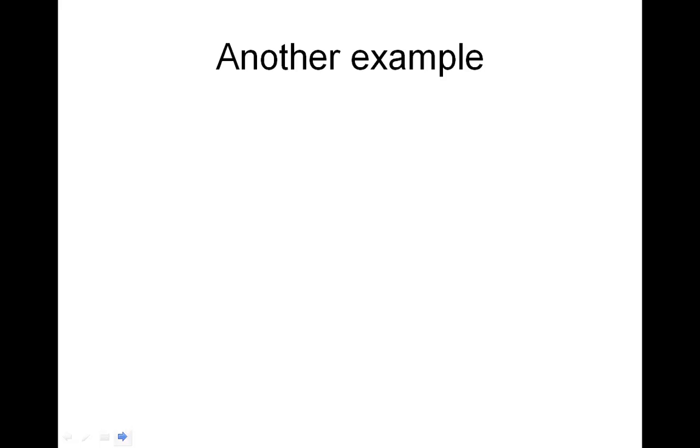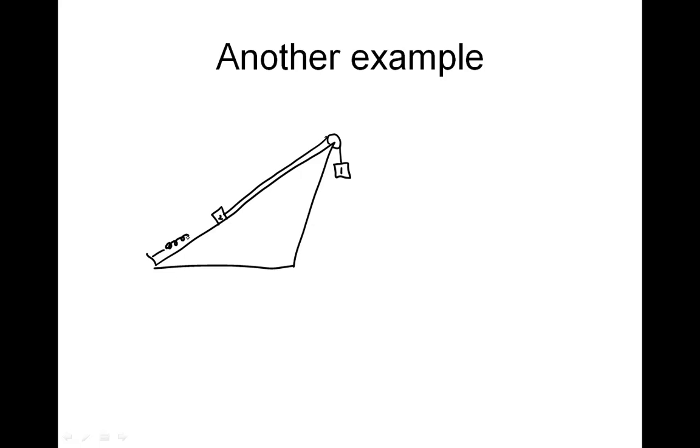Alright, let's take another example. Let's make this one a little more interesting. I'm going to have an incline, and there's going to be a pulley here at the top of the incline, and a mass hanging up here. I'm going to call this mass 1. And then down here, I'm going to have another mass, make that mass 2, and mass 2 is going to be attached to a spring. Now to make life easy, let's have the spring at equilibrium when I start this problem.